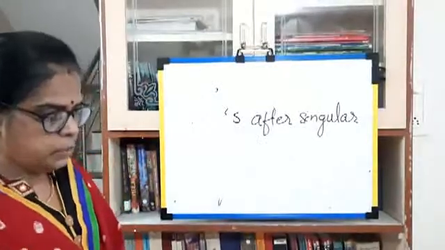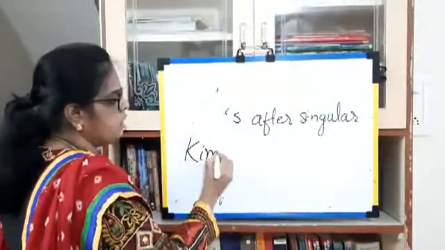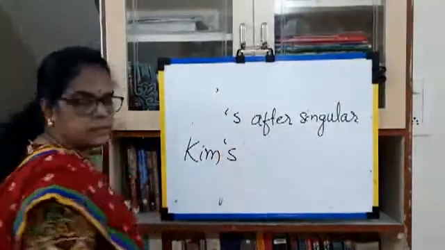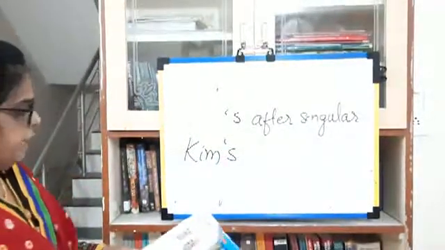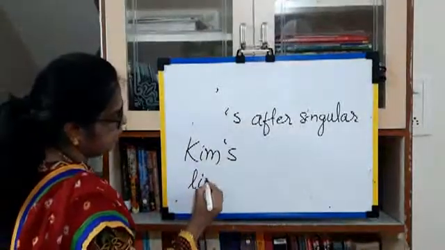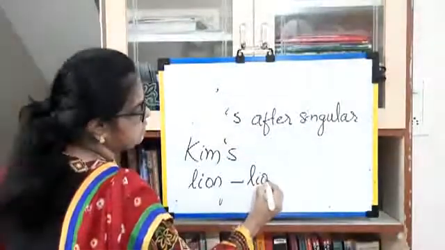After a singular noun we use, for example, kin's. Kin is singular. Here we use 's. Kin's. Okay, then lion. Lion. Here we use lion's.